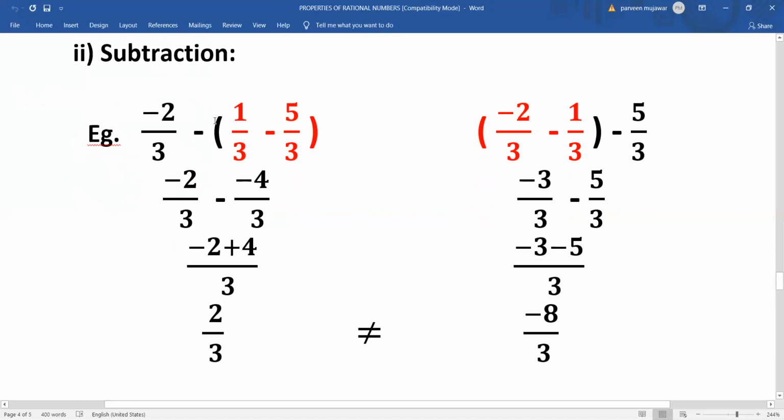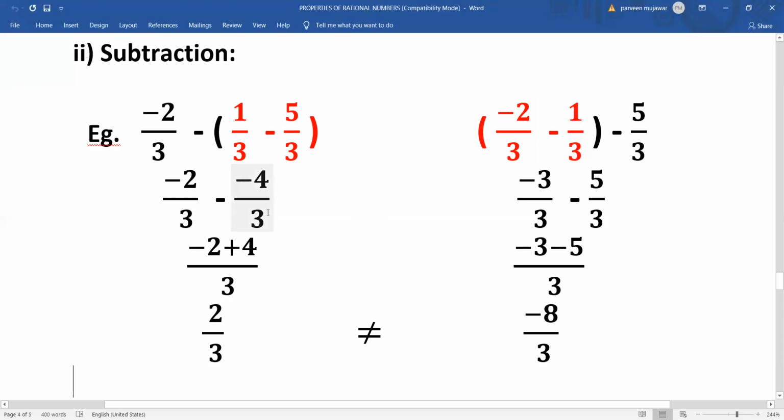Minus 2 upon 3, minus 1 upon 3, minus 5 upon 3. Again in the bracket I have highlighted in red. These two rational numbers are in the bracket. On the right hand side you check which rational numbers are in the bracket. Minus 2 upon 3 and minus 1 upon 3 are in the bracket. So I have just changed the brackets. Now we'll solve and check whether we are getting the same answer.